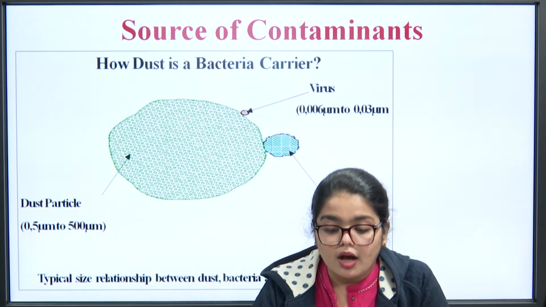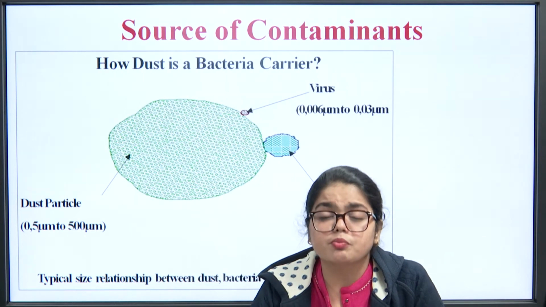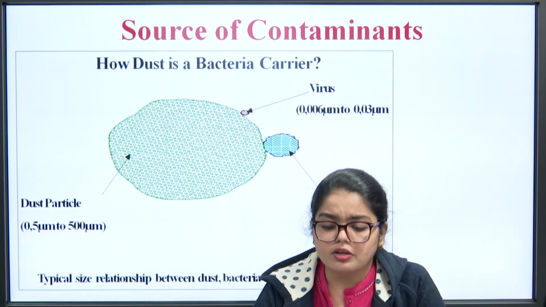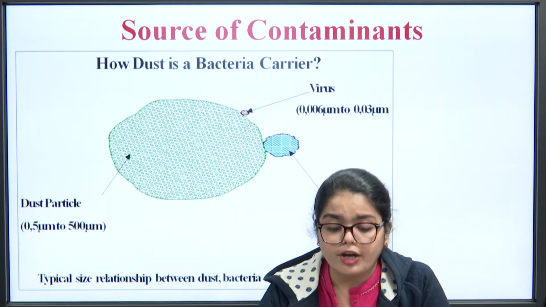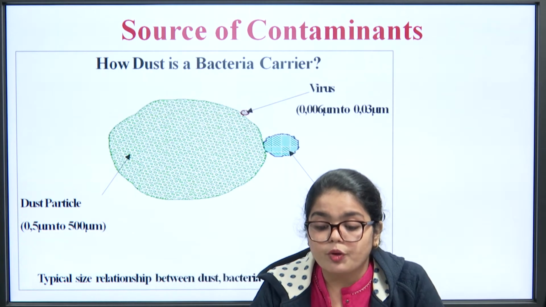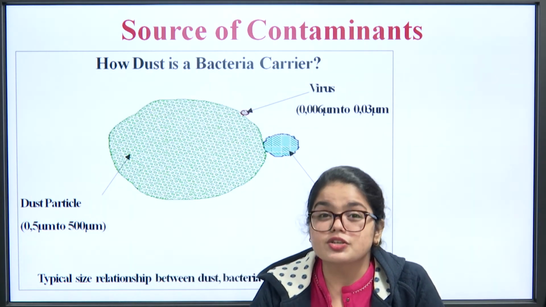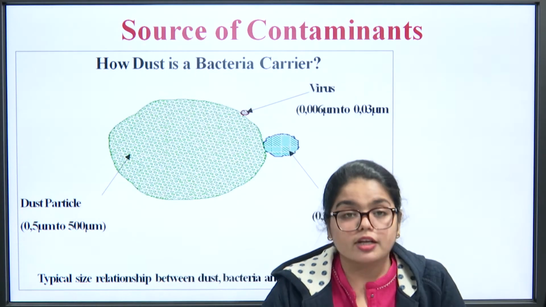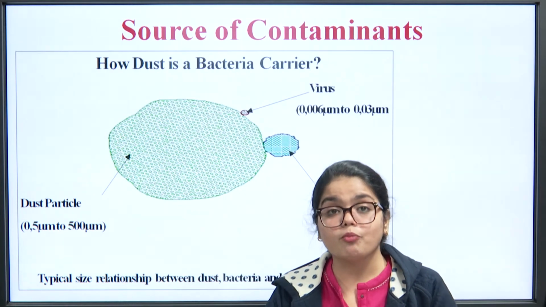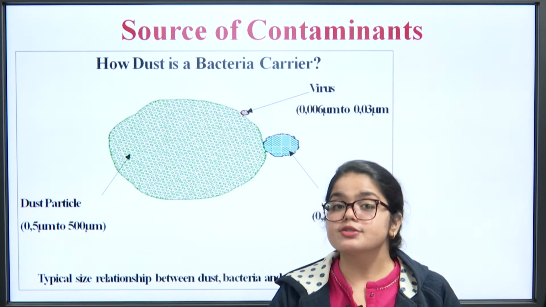This slide is showing how dust particles may carry different microbes, because the size of a microbe is much smaller than the dust particle. You can see the dust particle has a size from 0.5 micrometer to 500 micrometer, and the virus size is 0.006 micrometer to 0.03 micrometer, which is really small. So, a dust particle may carry several viruses as well as several bacteria. That is why it is very important for us to keep a dust-free environment where the pharmaceutical preparation is going on.